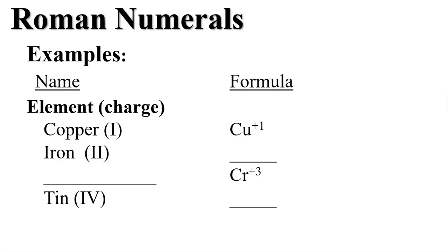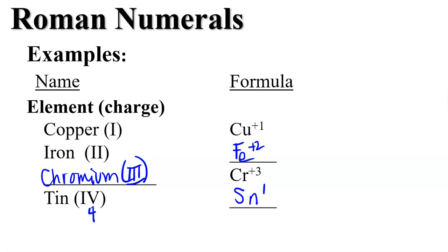So here's some examples. You have your name and then your formula. So copper I is copper +1. Iron with 2 I's would be Fe, iron +2. All right, now we have Cr +3. Now Cr is chromium. And if it has 3, then that means we need to have 3 total Roman numerals in here, okay? And then tin is 4, okay? So I before V is 4. So tin's symbol is Sn +4.